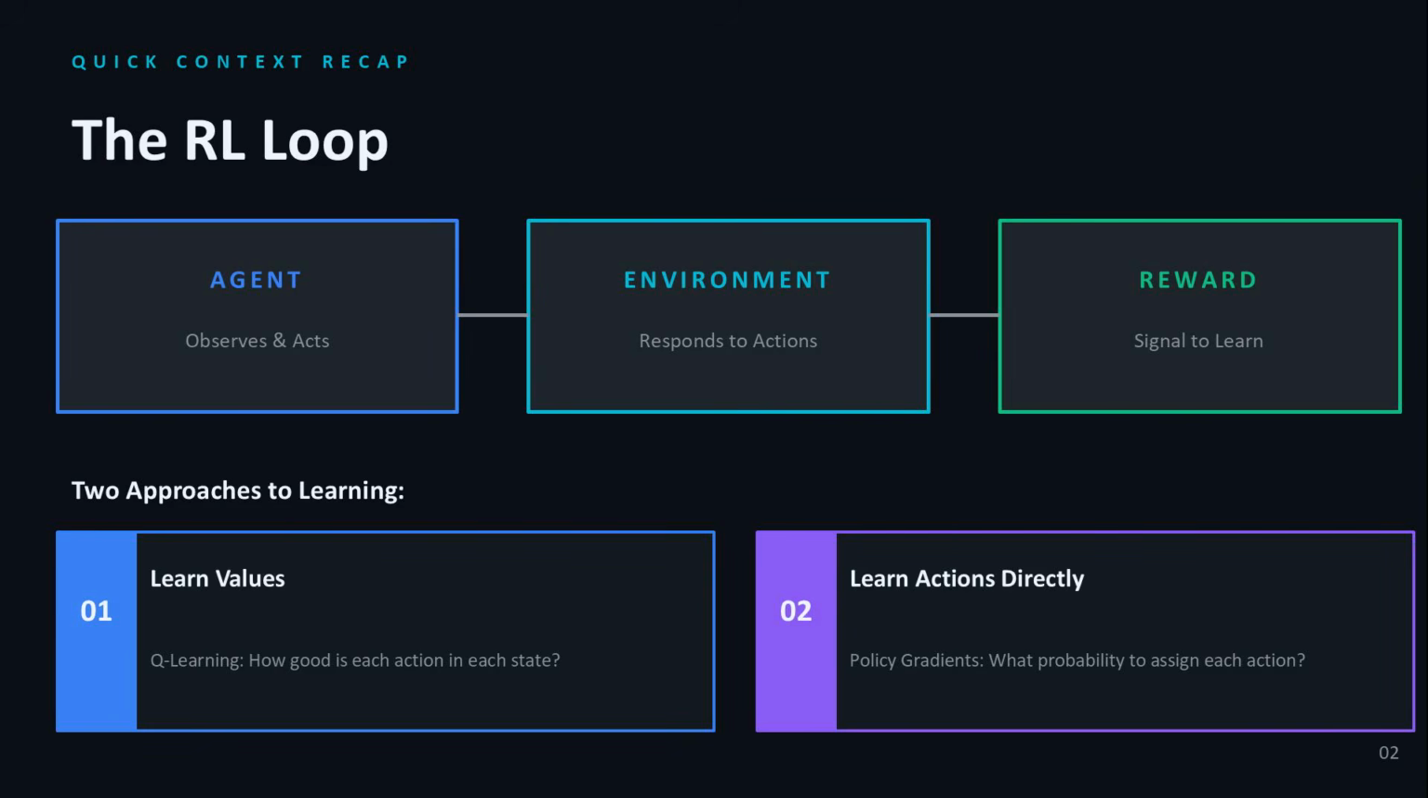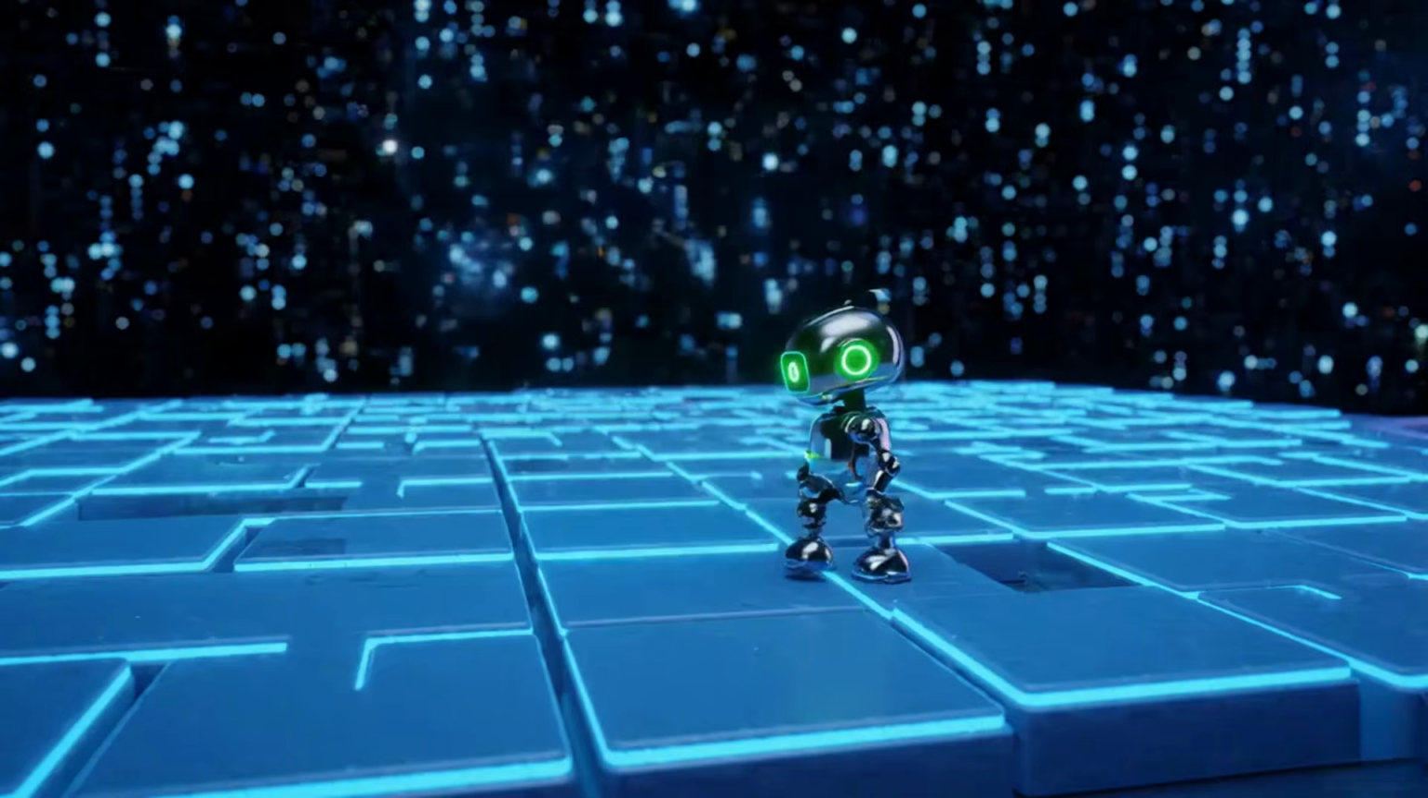Before we begin, let us quickly recap the reinforcement learning loop. An agent observes the environment and takes actions. The environment responds and the agent receives a reward which helps it learn. There are two main ways an agent can learn. Learn values, that is Q-learning. Learn actions directly, that is policy gradients.